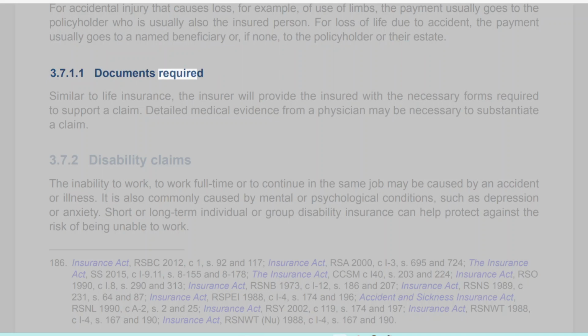3.7.1.1 Documents required. Similar to life insurance, the insurer will provide the insured with the necessary forms required to support a claim. Detailed medical evidence from a physician may be necessary to substantiate a claim.